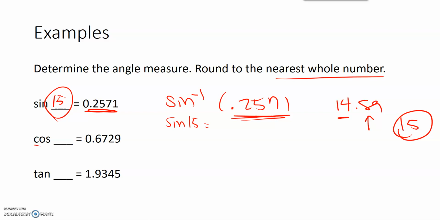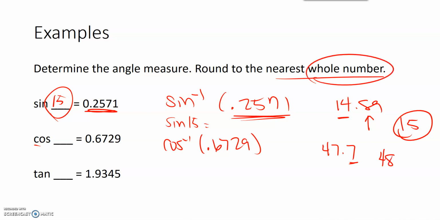I do the same thing here with my cosine. I'm looking for the angle that I could plug in, so I do inverse cosine, I'm working backward, and I plug in that decimal. So second cosine on my calculator, you may hit Trig and then scroll left to right to find these. Second cosine, put in 0.6729, and I get 47.7. Well, that 7 there is bigger than 5, so I'm going to round it to 48. There's my answer. To check it, I could put cosine 48 in my calculator, and I should get something awfully darn close to that.